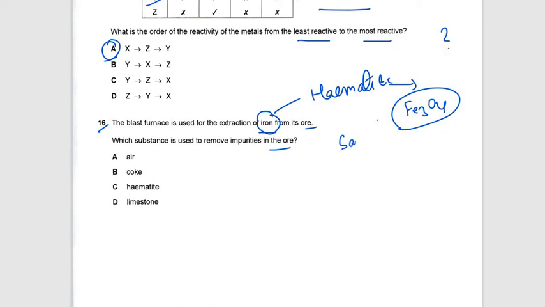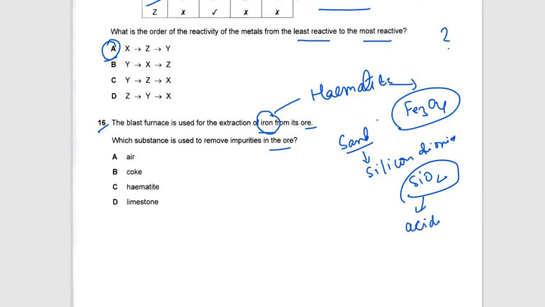Okay, so sand is basically nothing but silicon dioxide. What is the formula of that? SiO2. Is it a basic or acidic oxide? It's an acidic oxide. If I want to remove this oxide, it means I should give something which is basic in nature, so it will combine and form some kind of salt. So here air, no. Coke is not going to help you. Hematite itself is the ore, so only limestone.